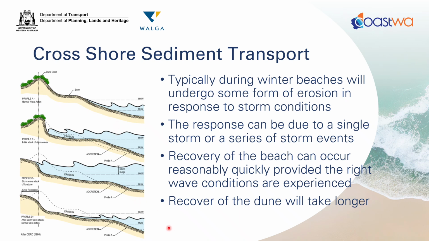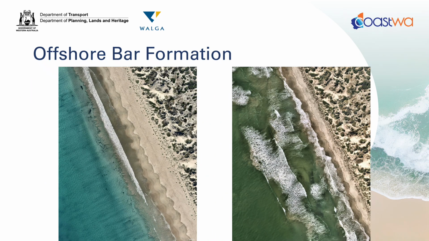So that's part of the process that happens over a winter period in response to these different conditions: you often get the formation of bars offshore from a beach, which is great from a surfing perspective, but it has a purpose for the beach in terms of actually helping to prevent further erosion of the profile. You can see that in these images here.